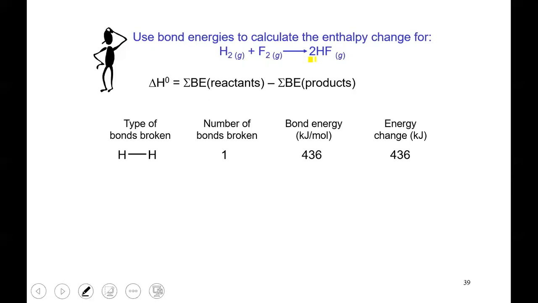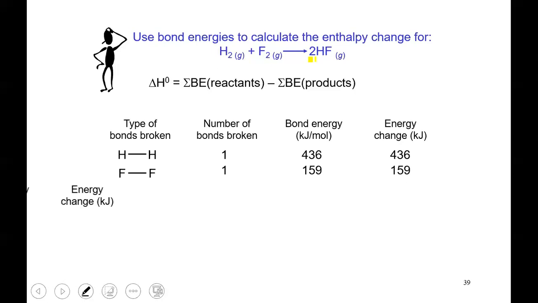hydrogen bonds are broken, hydrogen, one of them at 436 kilojoules per mole. So that's a net of 436. For fluorine, we're breaking fluorine-fluorine bonds, just one of them at 159 with a total energy change of 159. Where did we get these numbers? From a table similar to the one that I just showed you a couple of slides ago.